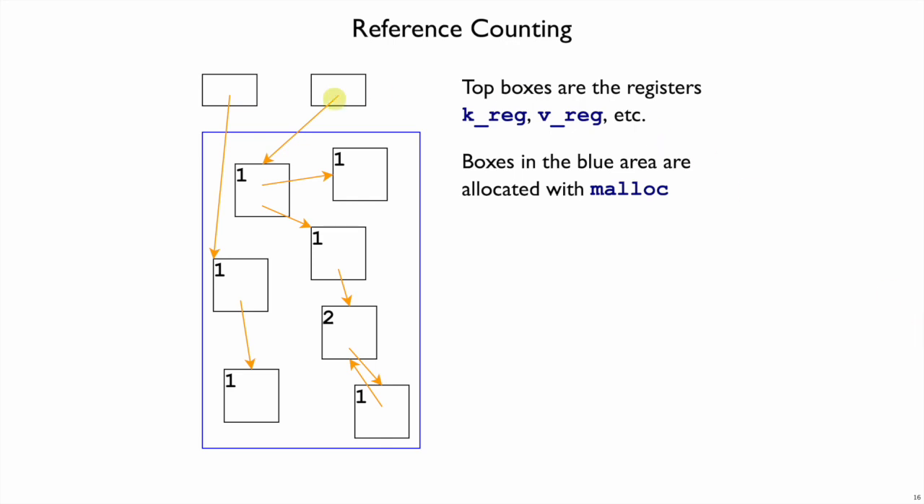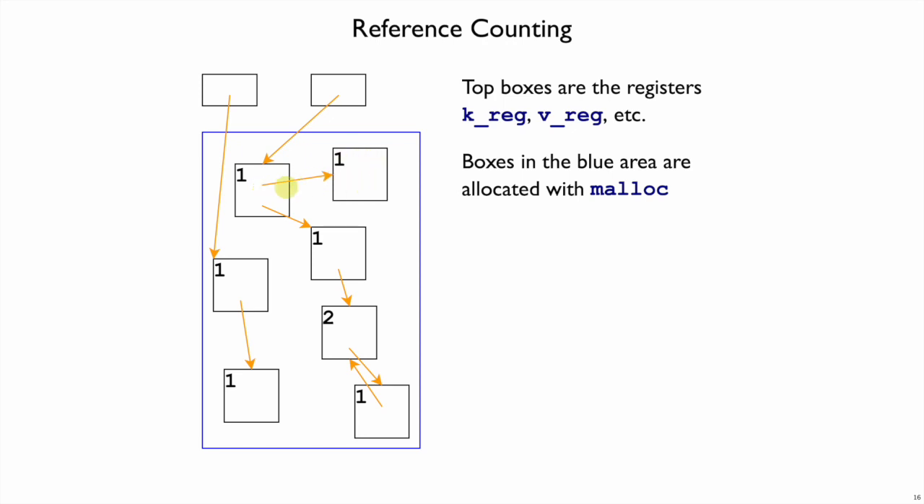So in this picture, the top boxes represent registers, and we're going to draw abstract pictures. So maybe this is kreg and this is vreg, or it doesn't matter. We just have two registers. This blue box is our memory, where we allocate, and each of the squares inside of that are allocated objects. And on each of these objects, I've written a reference count. The reference count corresponds to how many orange arrows come into that box, because an orange arrow means a register referencing this object, or this object referencing this other object, and so on.